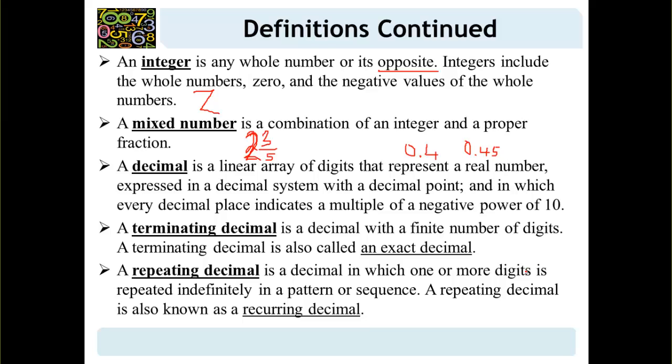Now, what is a repeating decimal? It is a decimal in which one or more digits is repeated indefinitely in a pattern or sequence. A repeating decimal is also known as a recurring decimal. Sometimes you find decimals that keep going and going indefinitely. It is not finite. Remember, terminating decimals have a finite number of digits. Repeating decimals are infinite. We shall see examples as we go on.